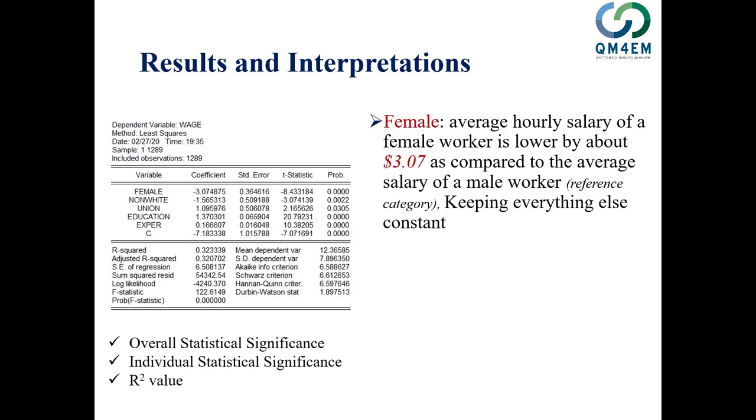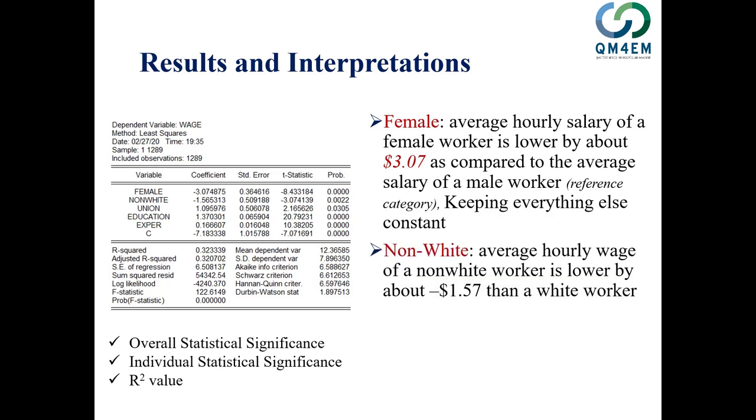If you look at it, non-white was 1. Look at the wage: 1.5 with a negative sign. So what does it mean? The non-white gets $1.5 less than a white person, keeping all others constant.